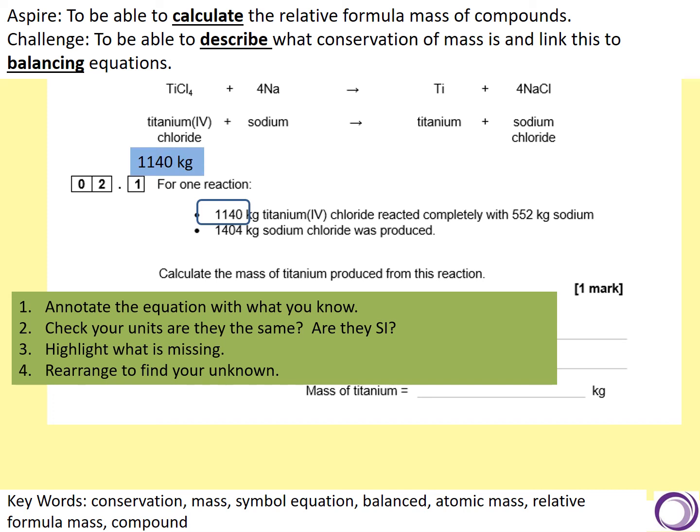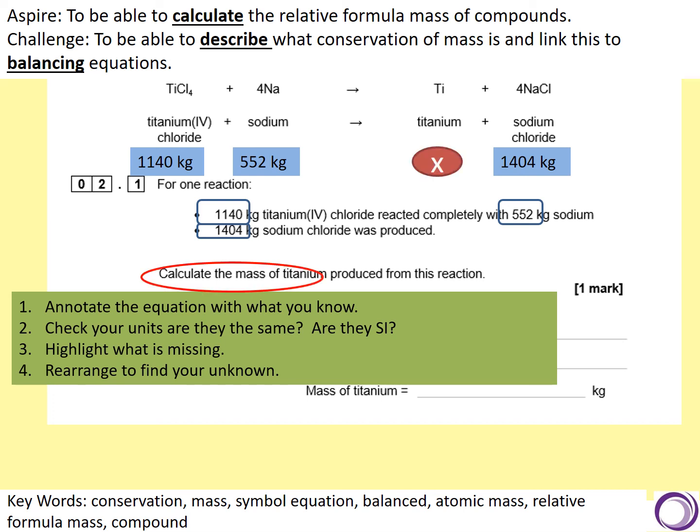So in this question, we know how much titanium 4 chloride there is, so I'm going to write that answer up here. It also tells me how much sodium was involved, so I'm going to write that answer there. If we add those two numbers together, that gets us the total mass of the reactants. Over the other side, I know what sodium chloride is. What I don't know is the titanium. That's our X value. That's what we're trying to find out.